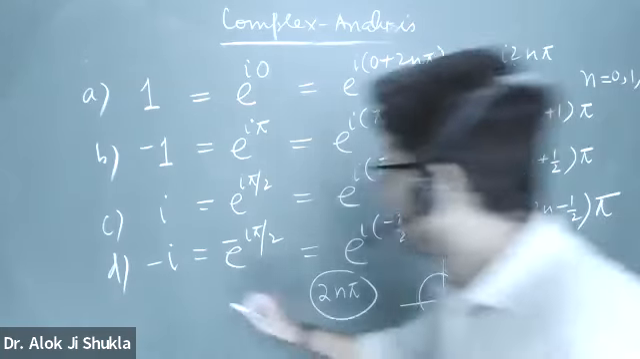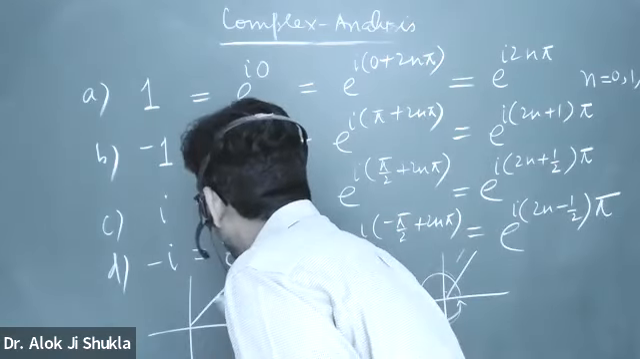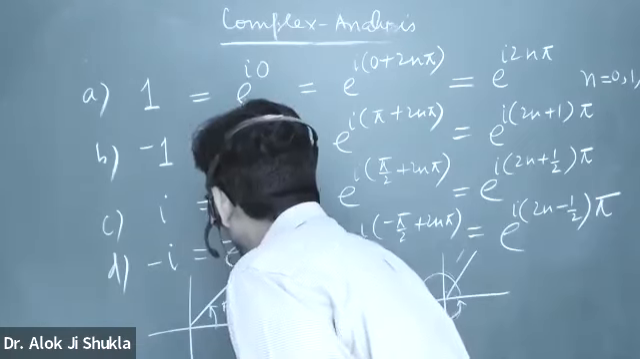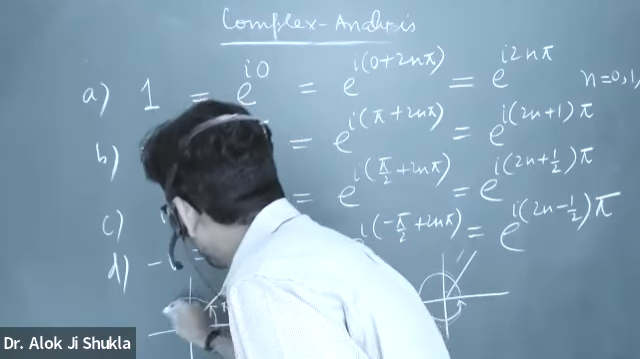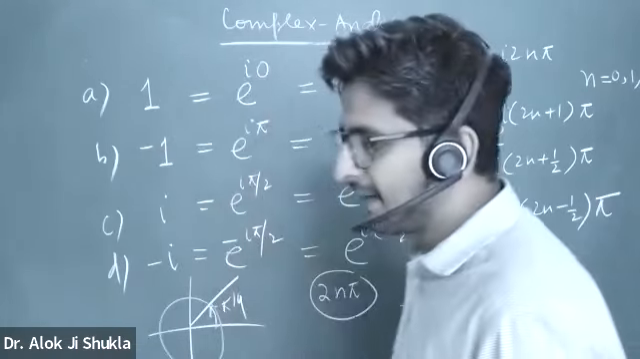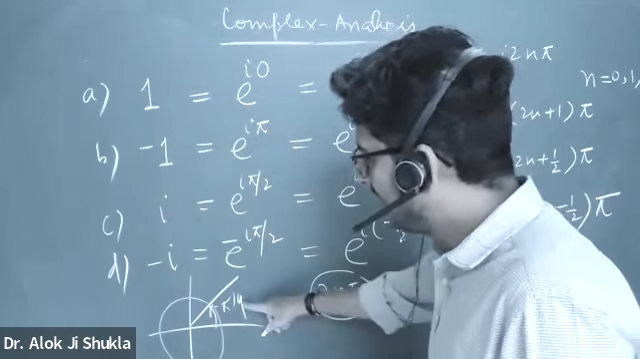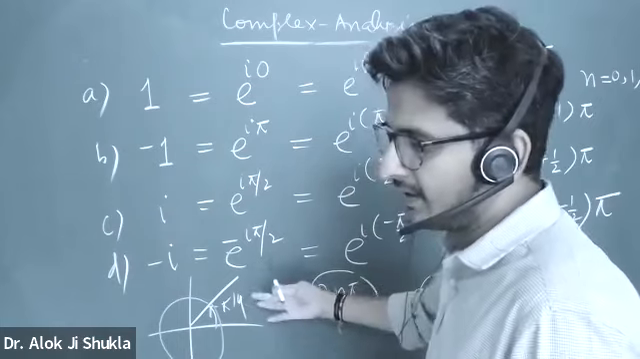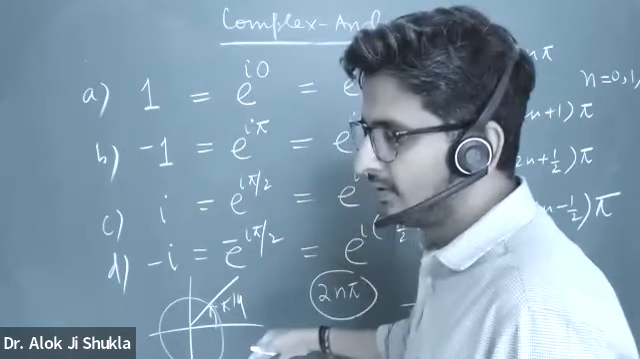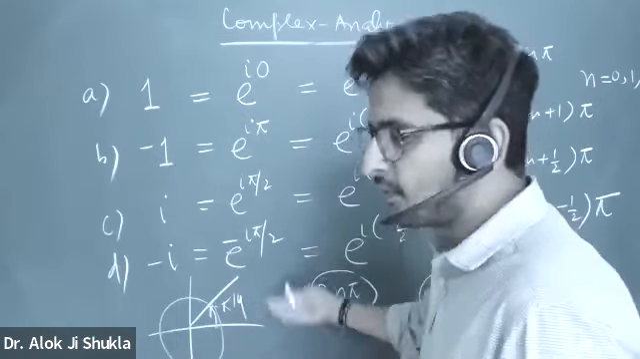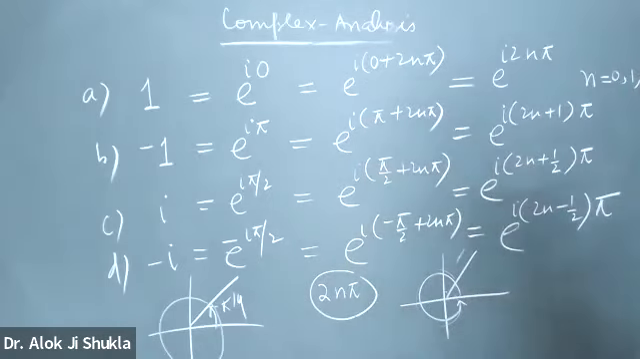Suppose this is the angle pi by 4. But if I take one round, that will be again the same angle, na? So that will be pi by 4 plus 2 pi. Then I will take another round, pi by 4 plus 4 pi.